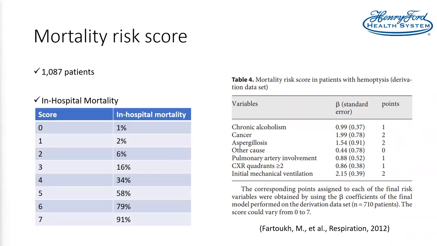They studied the in-hospital mortality. So you can see with a score of zero, the in-hospital mortality was about 1%. Once you go up to the max score, which is 7, the in-hospital mortality goes up to 91%. I don't think we use that a lot, but it's an interesting score to keep in mind.